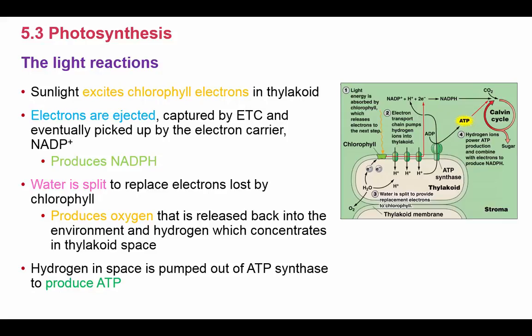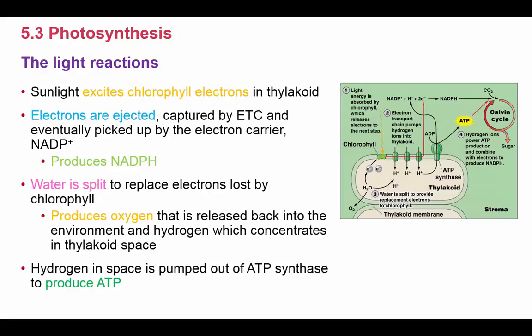And so what happens in the light reaction is this is taking place in those thylakoids. Remember the picture we looked at just a moment ago, that's those flat disc-like structures. And so the chlorophyll that's in there is going to absorb the sunlight, and that's going to excite electrons. And when electrons get really excited, they get ejected from the thylakoid membrane. And when this happens, it's going to be captured by something we call the electron transport chain, and they're eventually going to be picked up by an electron carrier that we call NADP. Now, when NADP catches an electron, it's also going to catch a hydrogen, and so it produces something called NADPH.